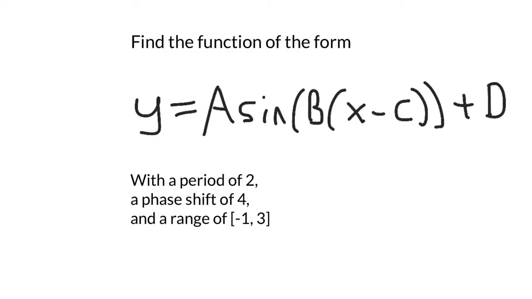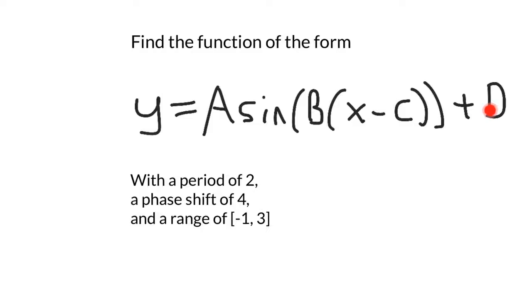Quick review of the terms here. A represents your amplitude of the function. B is a number that helps you identify a period of a function. C represents the phase shift of a function, so you can bet we're going to plug in 4 right in there. And then D helps you do a vertical shift of the function's origin.